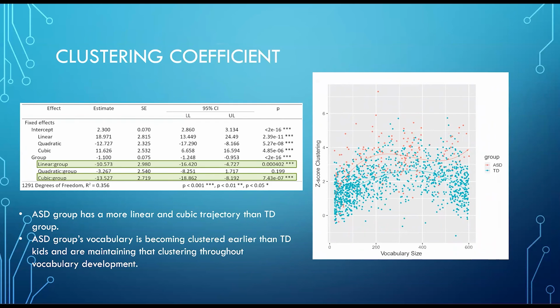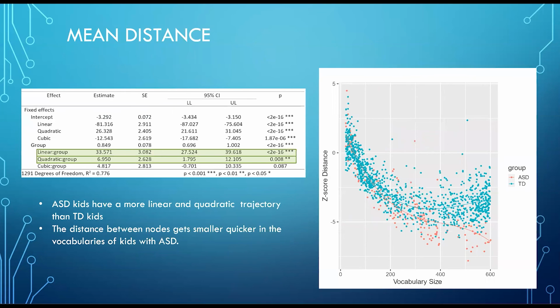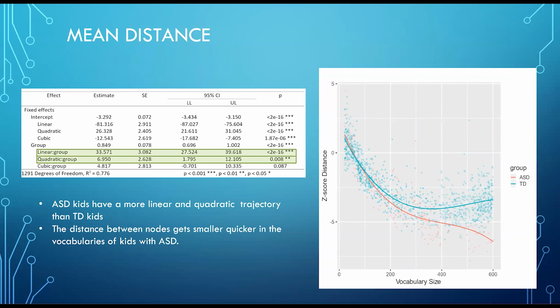For clustering coefficient, the ASD group has a more linear and cubic trajectory than the TD group. This indicates that the ASD group is becoming clustered earlier than TD kids and is maintaining their clustering relative to the random acquisition networks later in their vocabulary acquisition. For distance, the ASD kids have a more linear and quadratic trajectory than the TD kids. And keep in mind, in this plot, a smaller distance indicates a more small world structure. The steeper linear trend in the ASD group indicates that the distance between nodes gets smaller quicker in the vocabularies of kids with ASD.